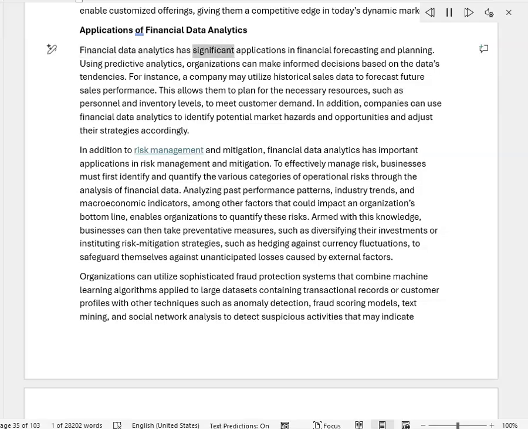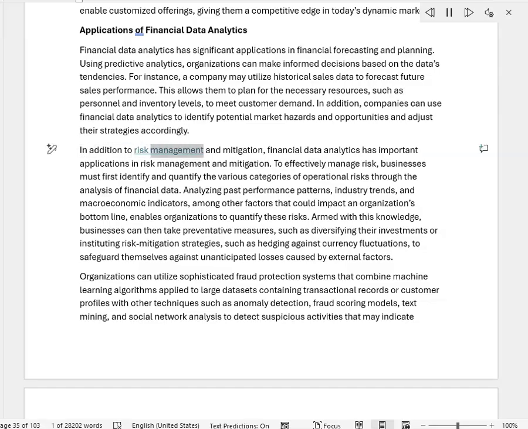Financial data analytics has significant applications in financial forecasting and planning. Using predictive analytics, organizations can make informed decisions based on the data's tendencies. For instance, a company may utilize historical sales data to forecast future sales performance. This allows them to plan for the necessary resources, such as personnel and inventory levels, to meet customer demand. In addition, companies can use financial data analytics to identify potential market hazards and opportunities and adjust their strategies accordingly.